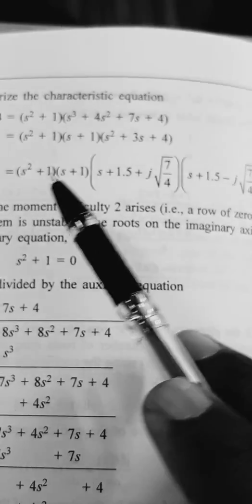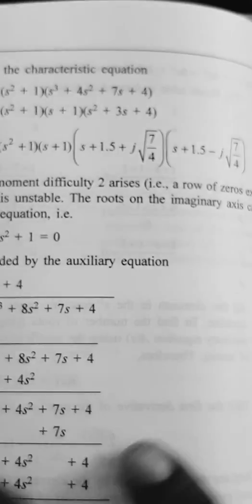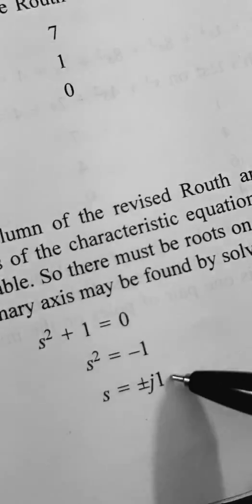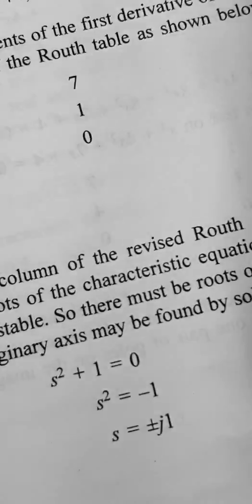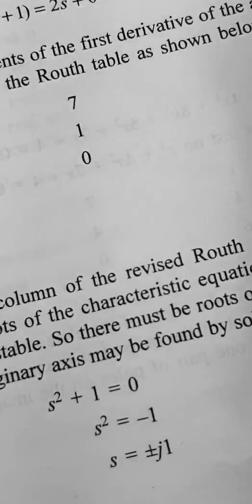When you are analyzing this, you can see that this will be s equal to plus or minus j1. So it is on the imaginary axis and it is not a repeated pair of roots. So you will get an oscillatory effect. So it is marginally stable.